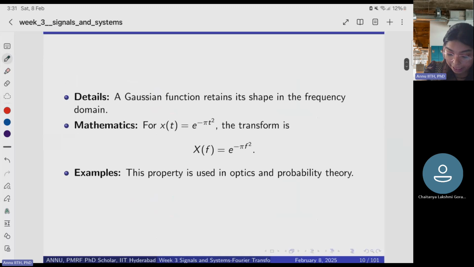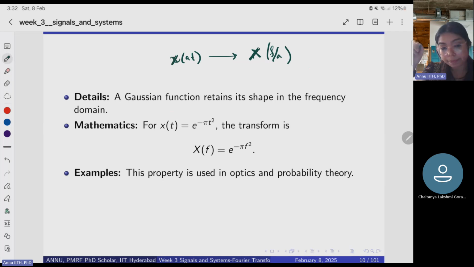What if it is multiplied by a here? So here it will be divided by a square, sorry. So I'm telling you the formula. If x of at is there, then it is given by X of f by a. Simple formula you can apply. This is capital, this is small.